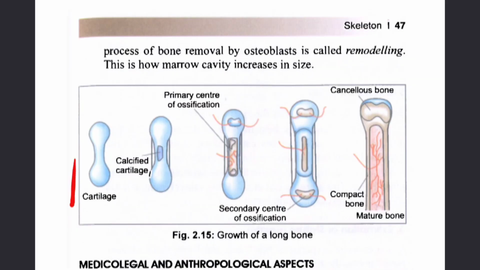Like this is the cartilage, then the calcification of the cartilage takes place, and this is called a primary center of ossification near the shaft, and there are two other secondary centers at the epiphyseal ends where the cancellous bone formation takes place, and in between there is compact bone formation. So this is the basic growth of a long bone. Fine. Then we'll discuss.